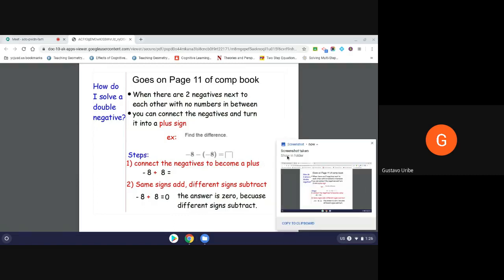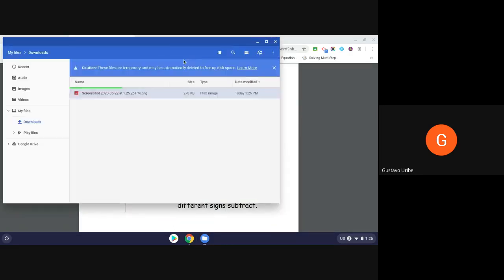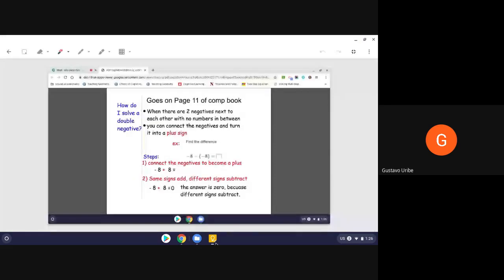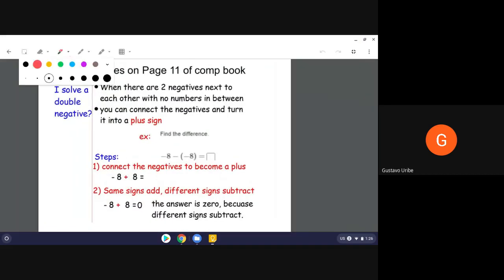So let's actually go ahead and do that just so you have a better visual. Once I do that, step one, connect the negatives to make it a plus. I'm going to have a negative 8 plus an 8. So negative 8 plus an 8. I just rewrote it down here, how it's now going to look after we connect these negatives.